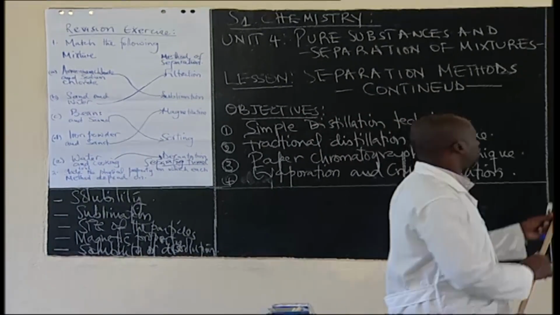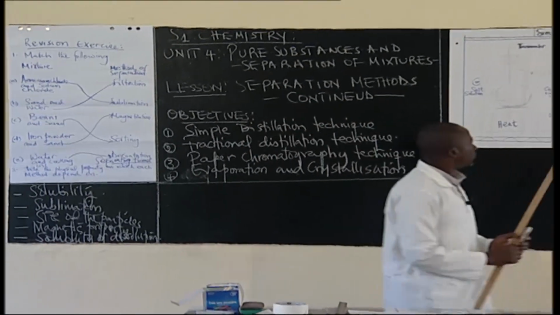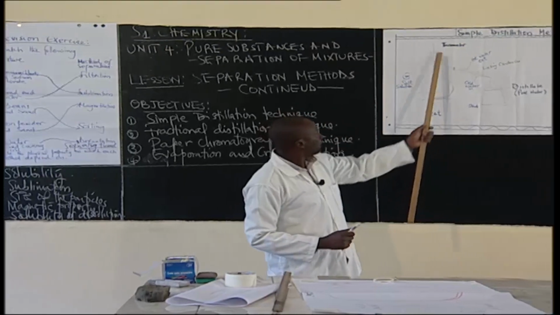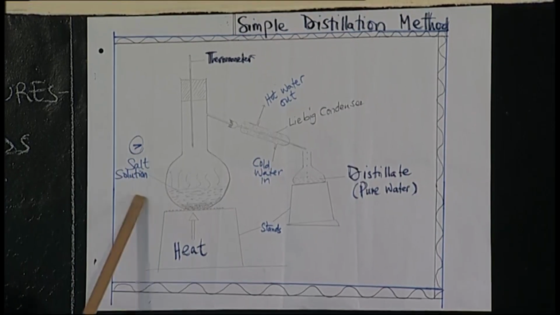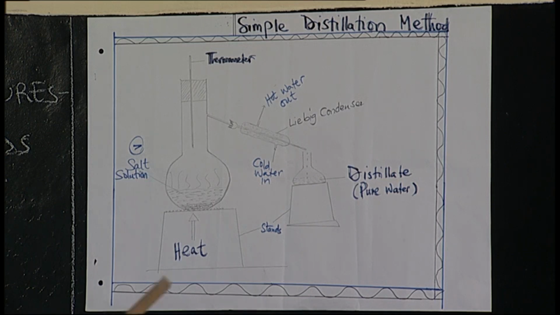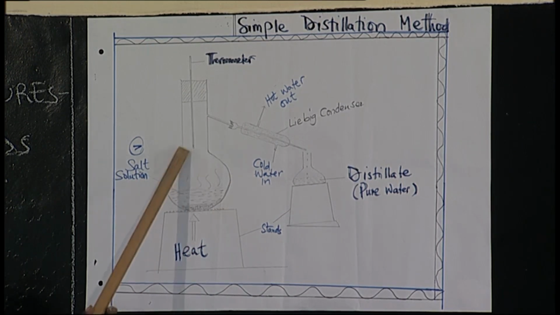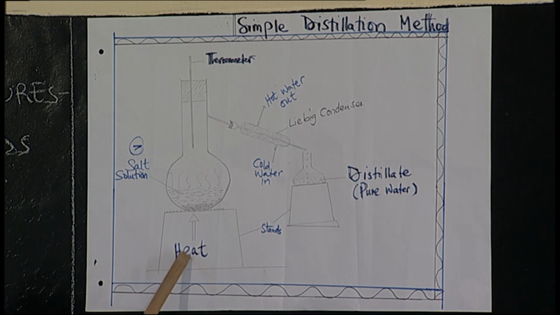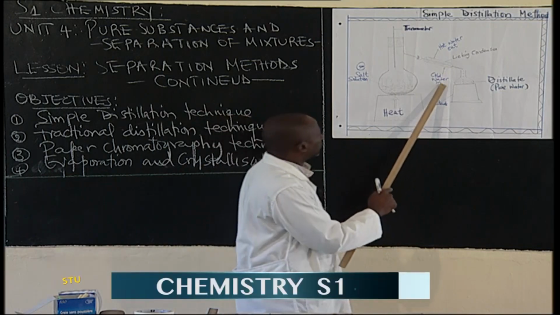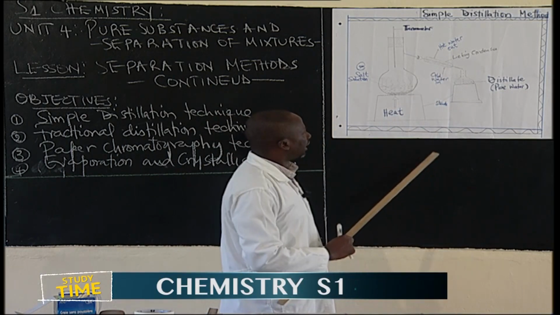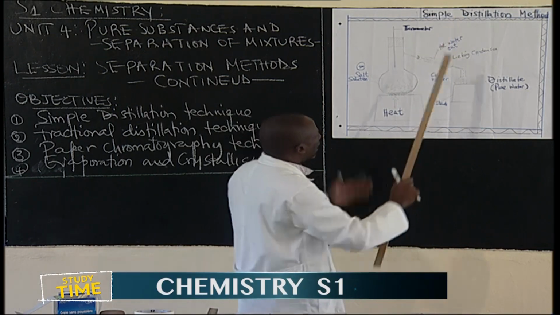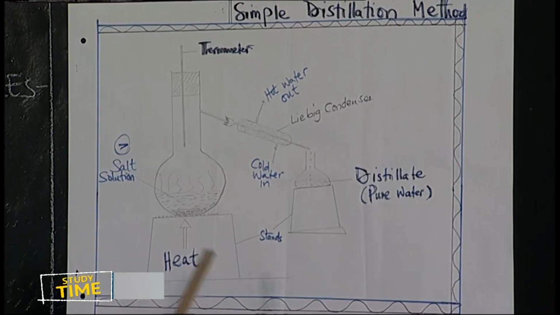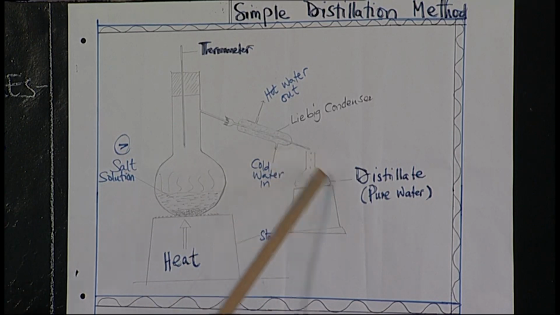In the simple distillation technique, this is the diagram that we have here. We have the salt solution in the flask, and then we have the heat. This flask is connected to the Liebig condenser. The cold water is entering, and the hot water is getting out of the Liebig condenser. Then we have the distillate, which will be the pure water.